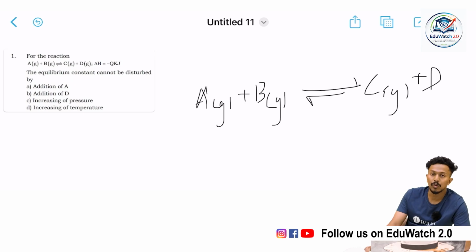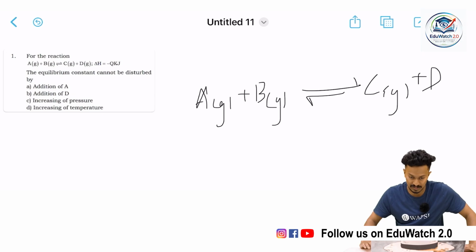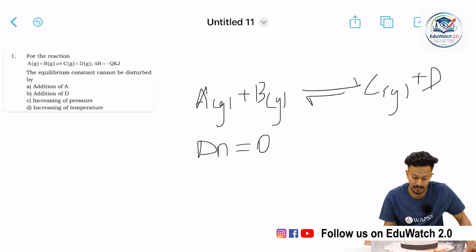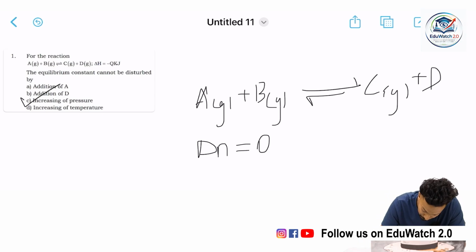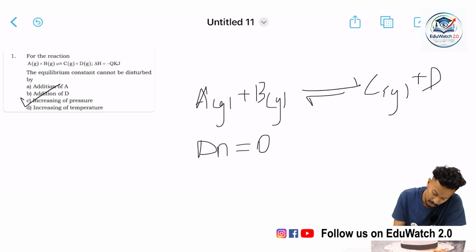So pressure does not have any effect on this equilibrium state, since delta n is equal to 0. So the correct option will be increasing the pressure, because pressure does not change the equilibrium constant. Moving to our next question.